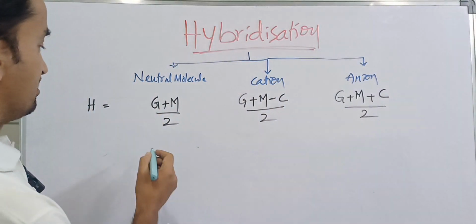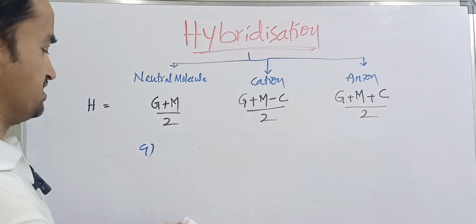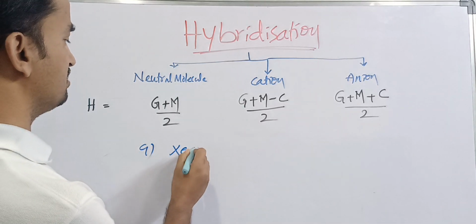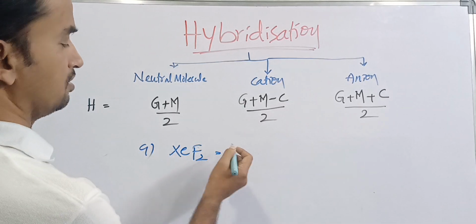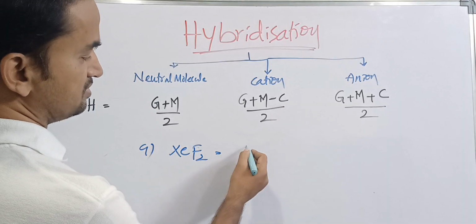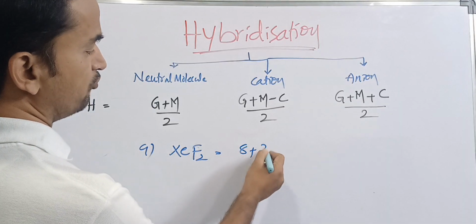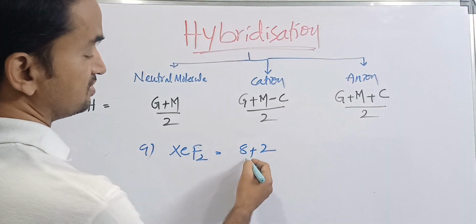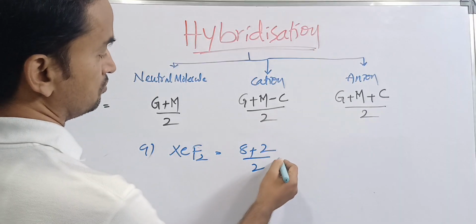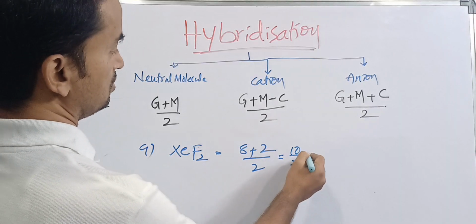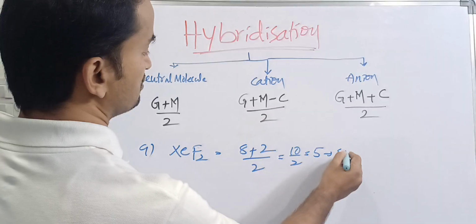Now the next one is XeF2. They have given XeF2. This is also simple. This is also a neutral molecule. Now you see here group is again 8th group. The number of monovalent atoms here is 2. Why? Because fluorine is there. So divide by 2. So 10 divided by 2 will be 5. That means sp3d.